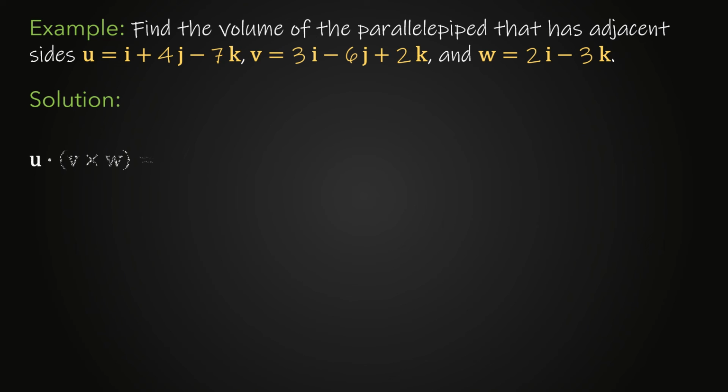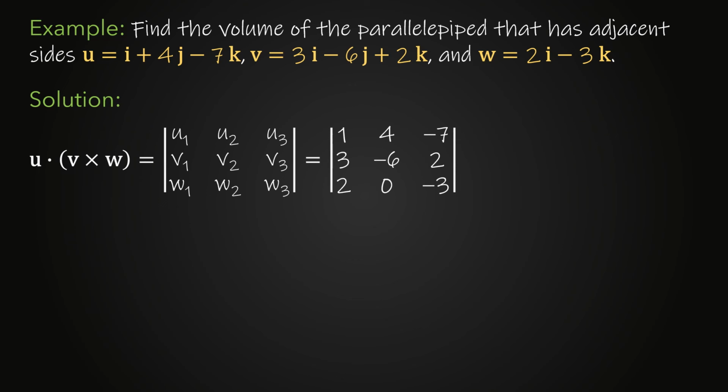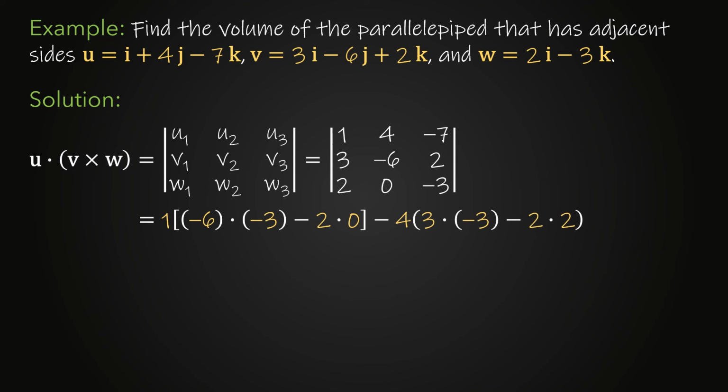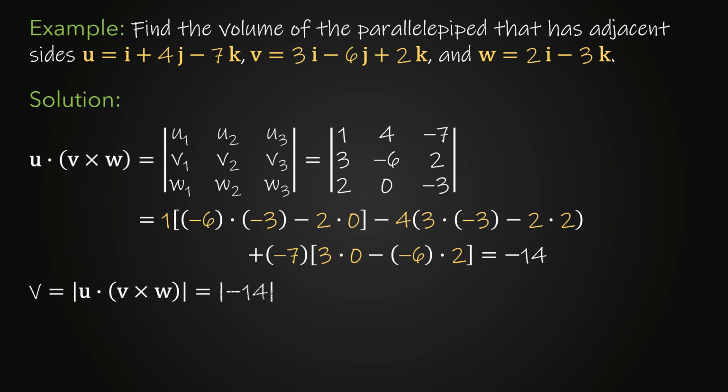First, calculate the scalar triple product using the determinant of a 3 by 3 matrix. The volume is the absolute value of the scalar triple product. Therefore, the volume of the parallelepiped is equal to 14. Note that any of the sides of the parallelepiped can be used as u, v, and w, and the computed volume would be the same.